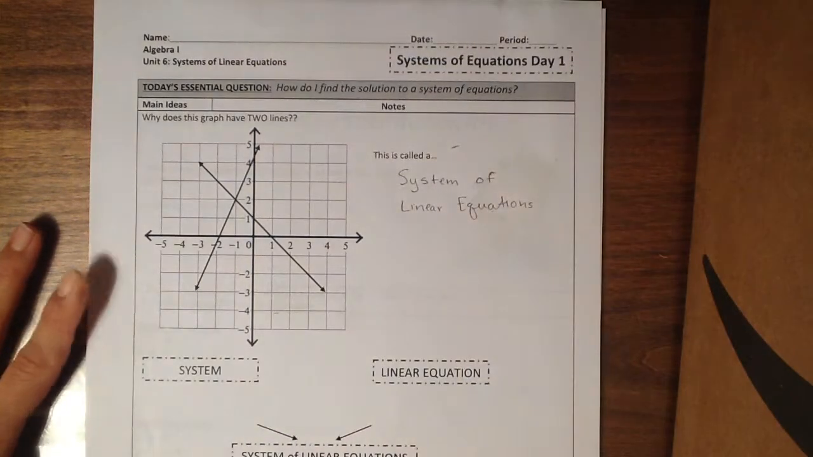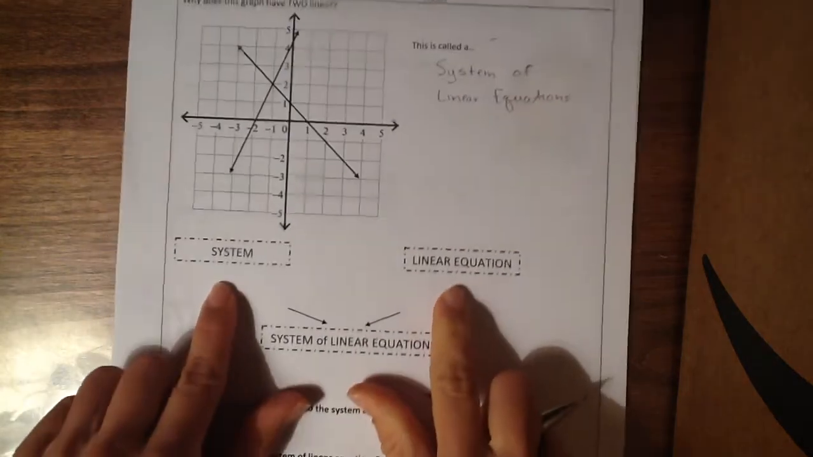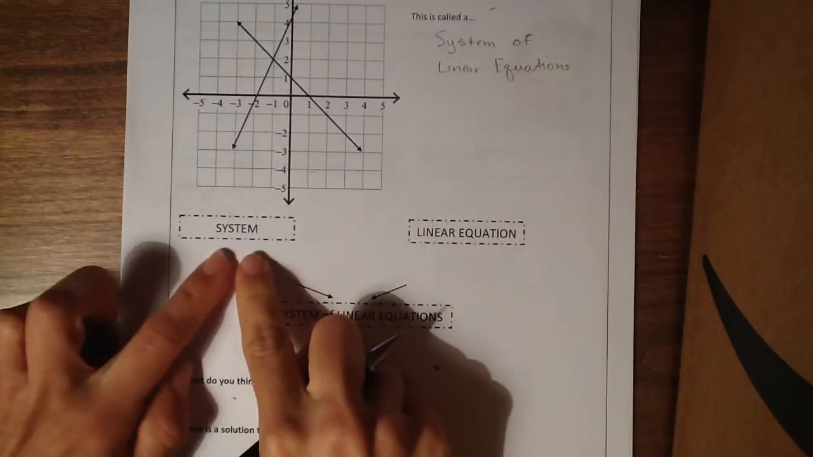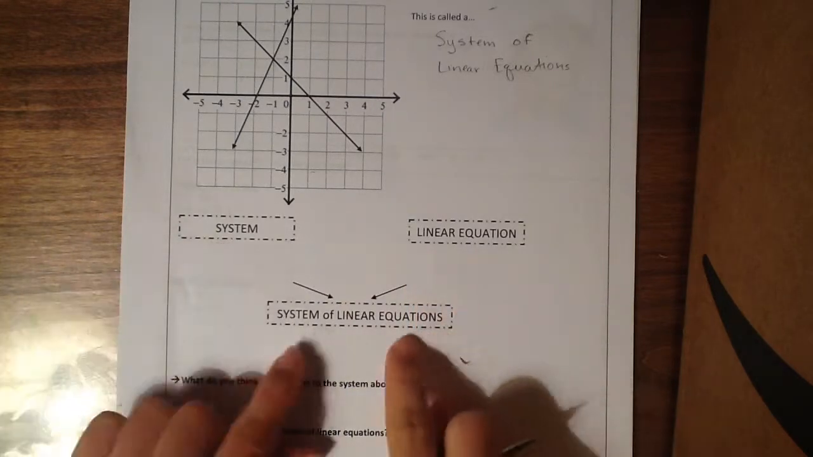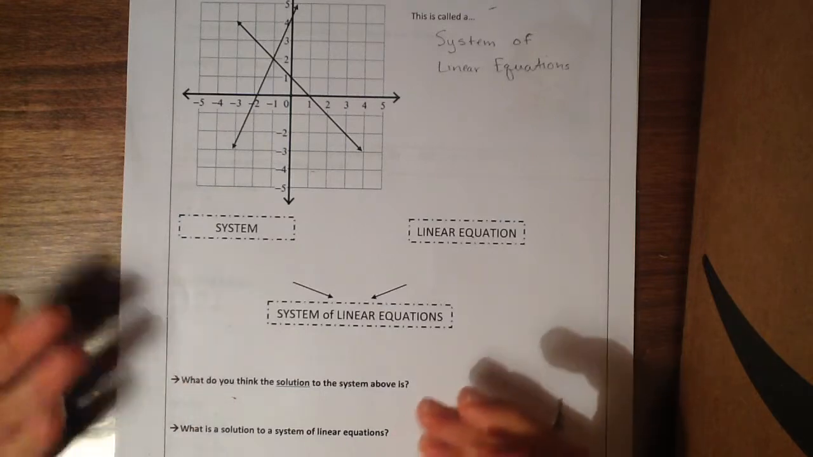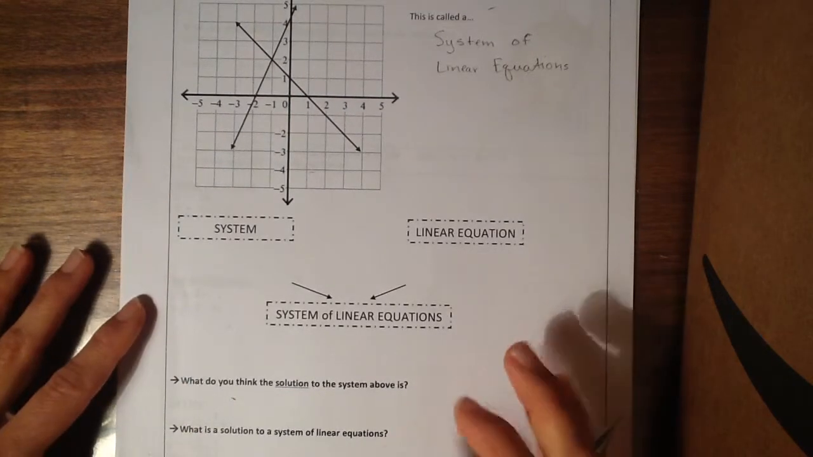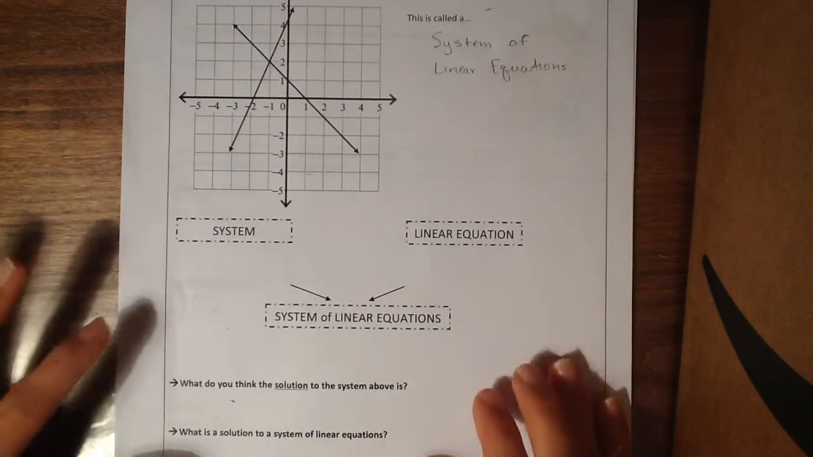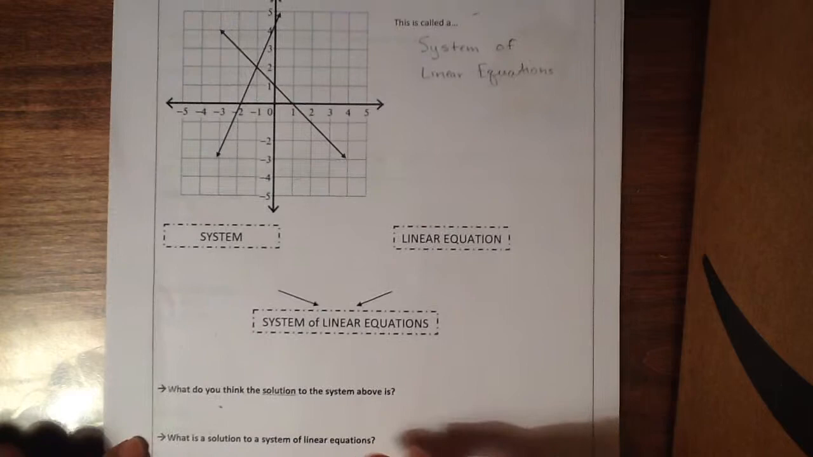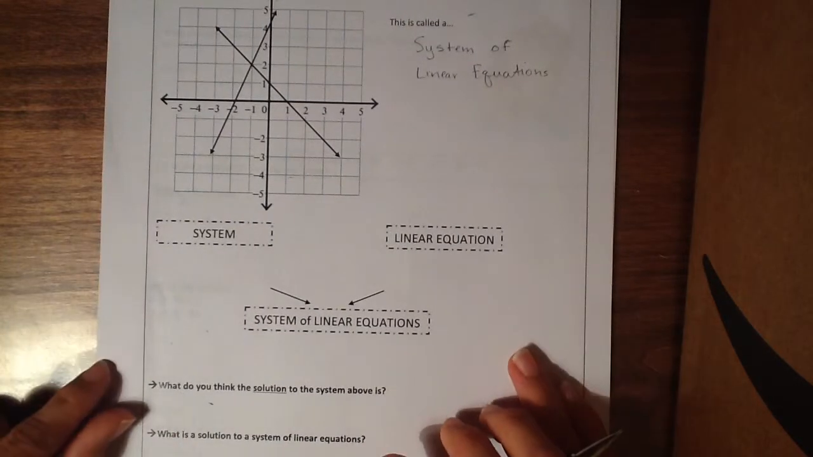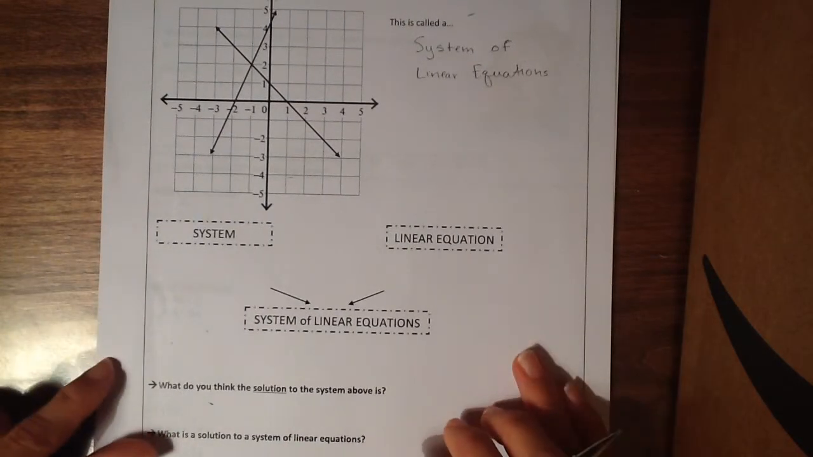If we break this apart down here, system means it has more than one, and then linear equations. So when we put that together, a system of linear equations is going to mean that there's more than one linear equation. There might be two, there might be three. But notice these are both lines. We will eventually talk about systems of quadratic equations or systems of cubic equations.